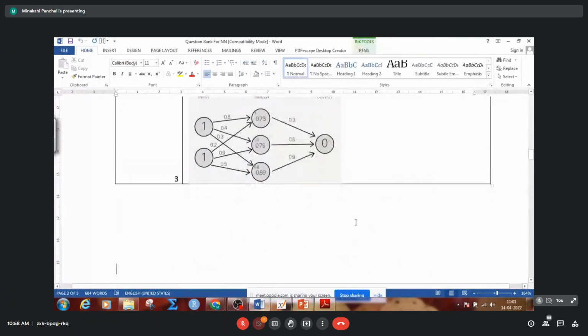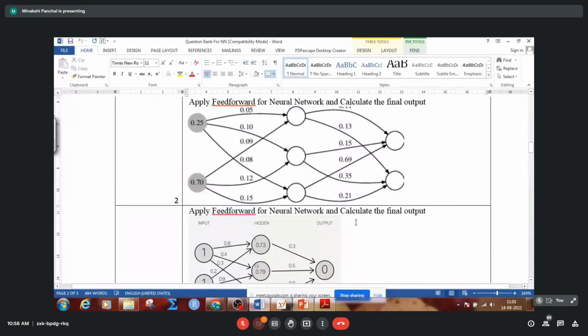You can solve the question in a similar way. See, a little bit of values are changed. Again, you need to find out the output here. This same question I have solved for you, and in a similar way, you can solve this question. Okay? So, let me just revise.